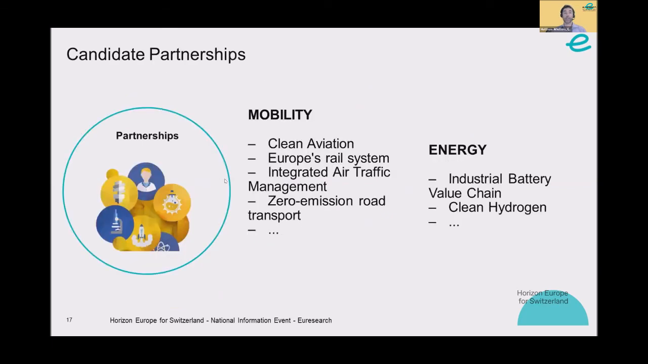Candidate partnerships, again, many different ones here, both for mobility and energy. There's actually no directly relevant partnership for the climate part. So for the mobility part, there's partnerships which cover essentially all of the different transport modes, aviation, rail, even air traffic management. Some of them are follow-ups of Horizon 2020 partnerships, and you will recognize the theme. So it's really very well covered here. On energy as well, there's many.